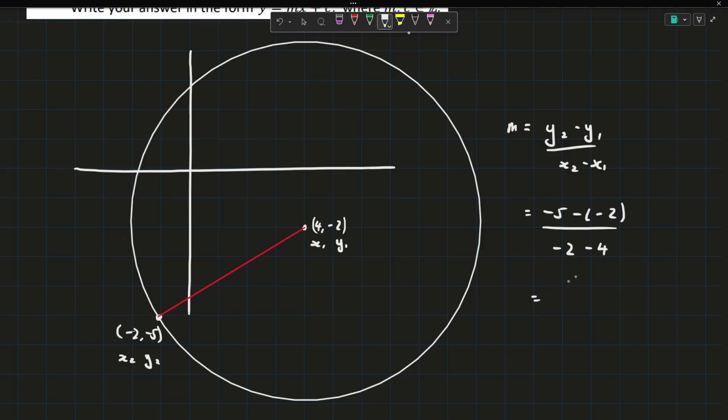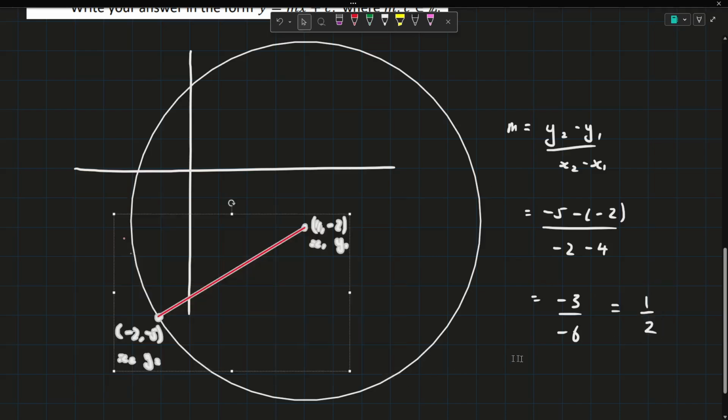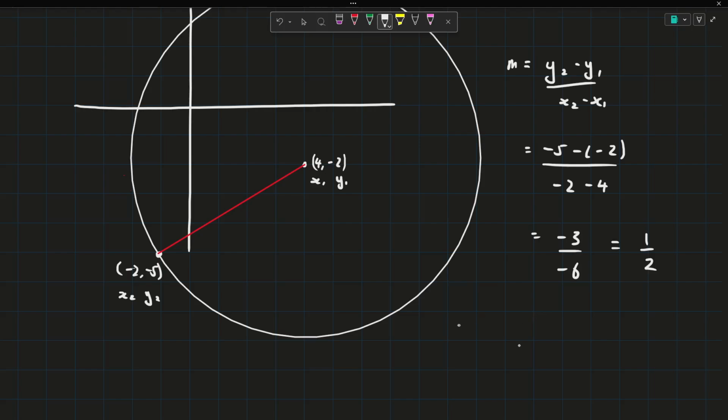So on the top, we're going to get minus 5 plus 2, which is minus 3. On the bottom, we're going to get minus 6, so that's going to be a slope of a half, which makes sense that it's positive, because as you can see from the diagram, it is indeed positive. So then for the perpendicular slope, we get the negative reciprocal, so we're going to have minus 2 over 1 as the perpendicular slope. So that's going to be the slope of the tangent.